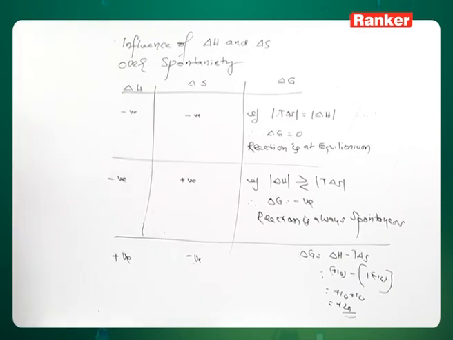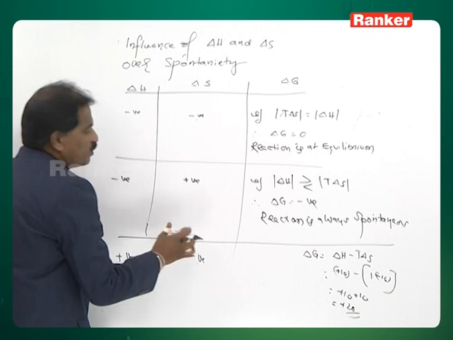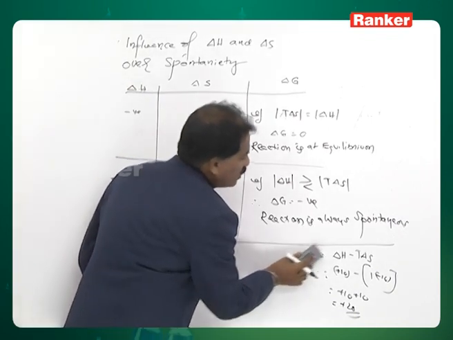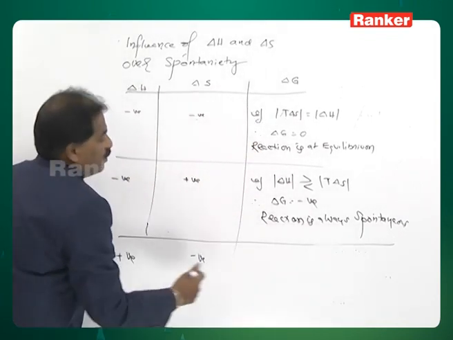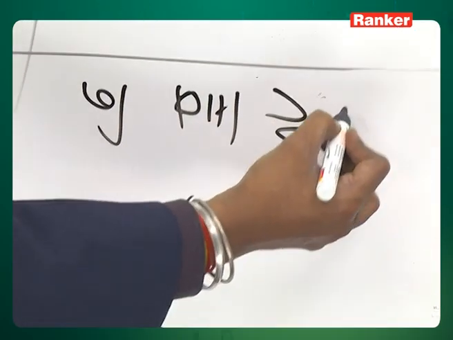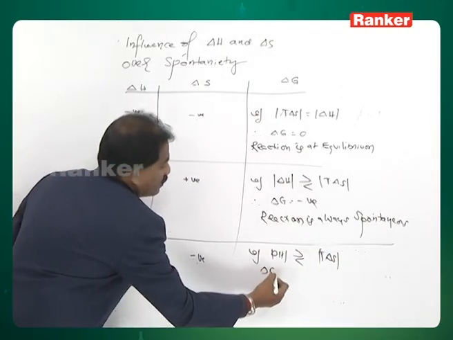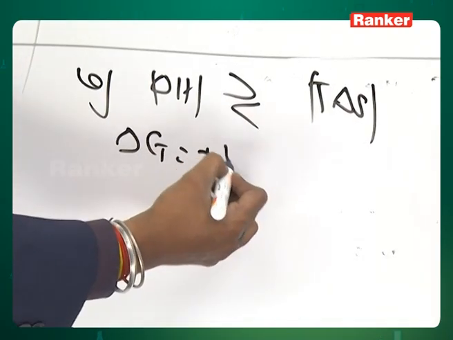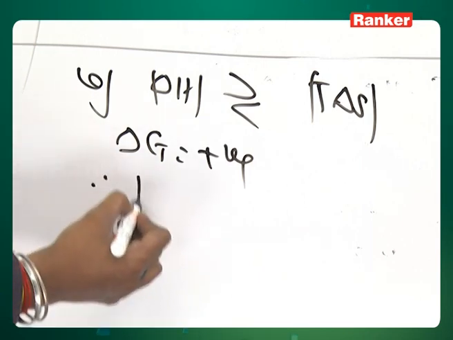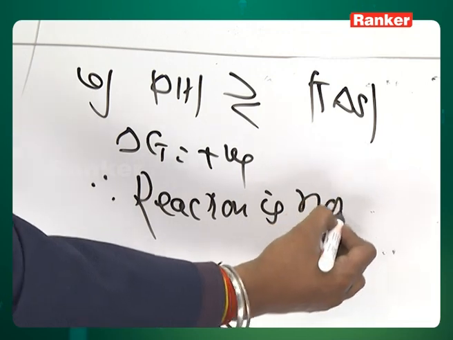That means in any reaction, if the enthalpy change is positive and the entropy change is negative, the reaction always becomes non-spontaneous. That means if del H is either equal to or greater than T del S, del G is always positive. Therefore, the reaction is non-spontaneous.